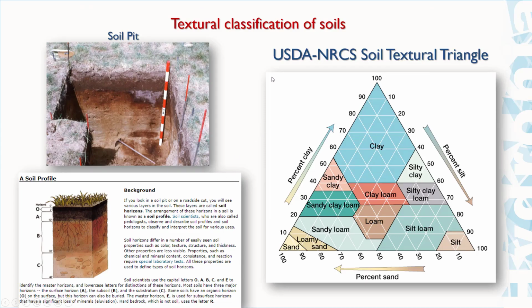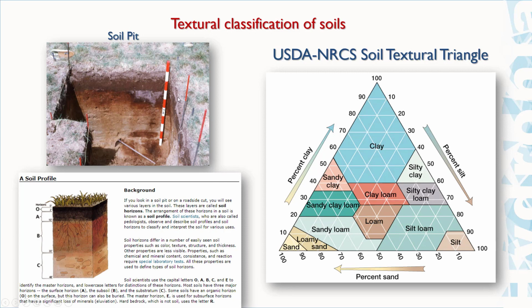Okay, and to define these parameters, we use this textural classification of the soil. To do that, we use this soil textural triangle that has been defined by the Natural Resources Conservation Service of the U.S. Department of Agriculture. That is this triangle.